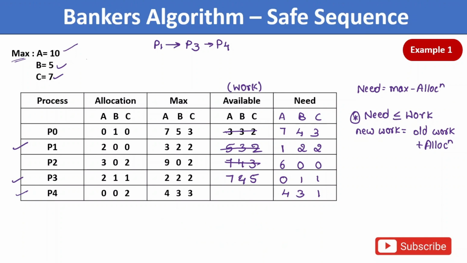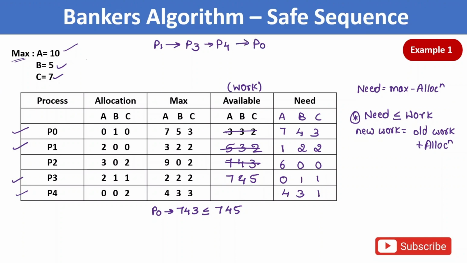Now process P1, P3, P4 had completed their execution. Process P0 and P2 are waiting. So what I will be doing? I will be taking process P0 now again. Process P0's need value is equal to 7, 4, 3, which must be less than or equal to the updated available value, 7, 4, 5. So just compare 7 less than or equal to 7, 4 less than or equal to 4, 3 less than or equal to 5. So it is satisfying the condition. So we can place process P0 in the safe sequence now.